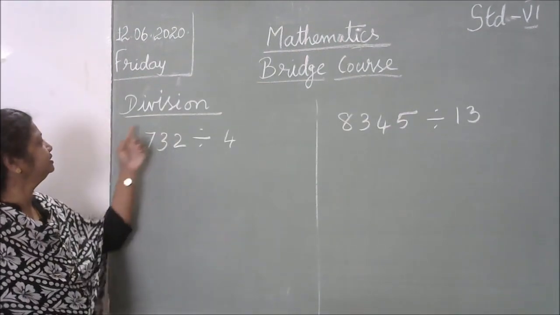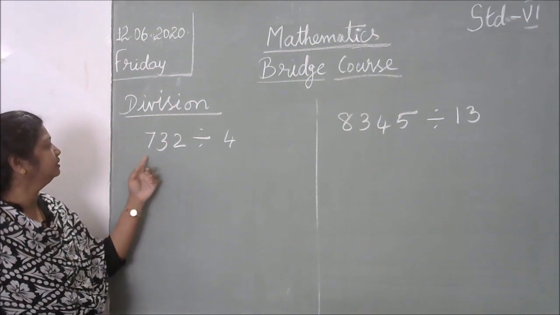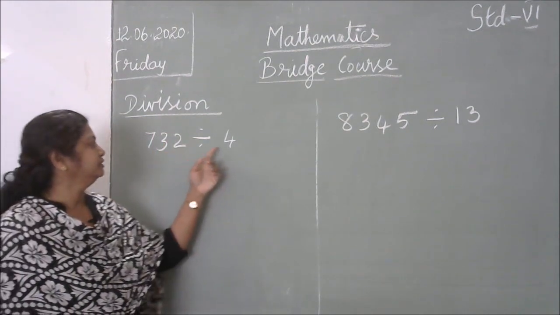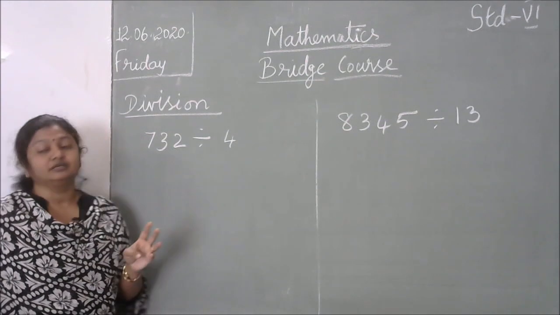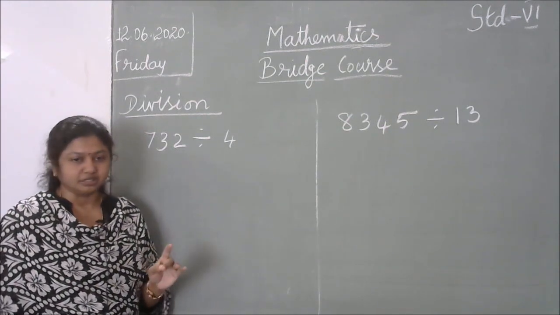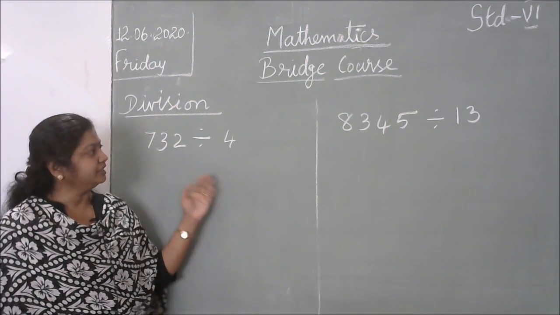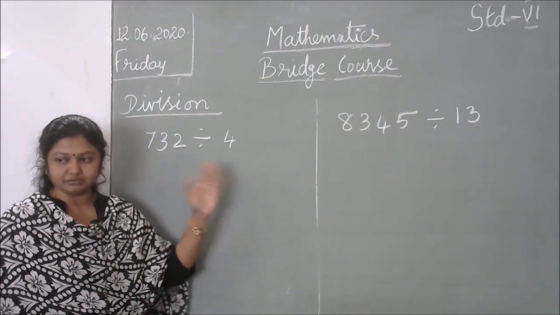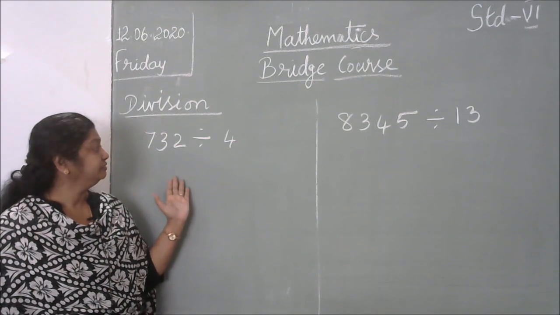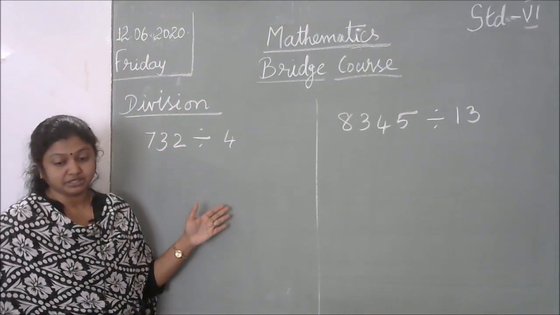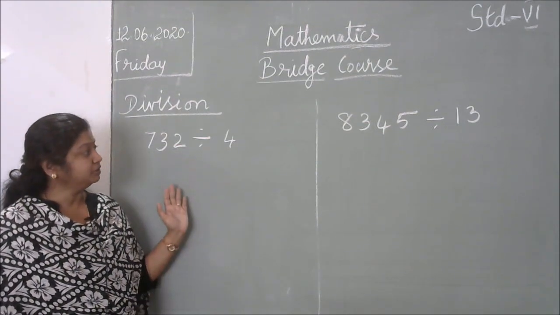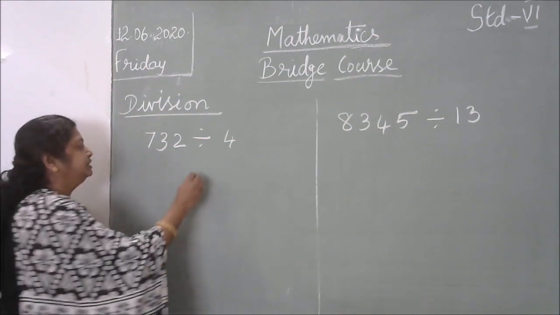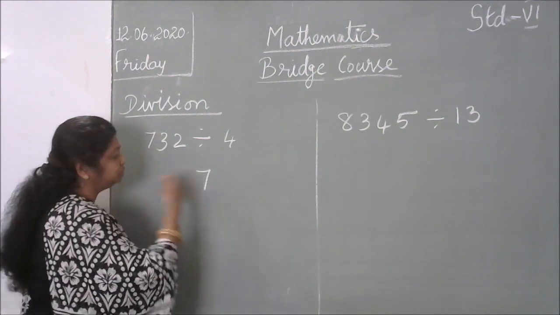Now I am going to teach division with 732 divided by 4. In addition, subtraction and multiplication, we do the solution from right to left. We multiply from right to left, add from right to left, and subtract from right to left only. In this division, we have to go from left to right.